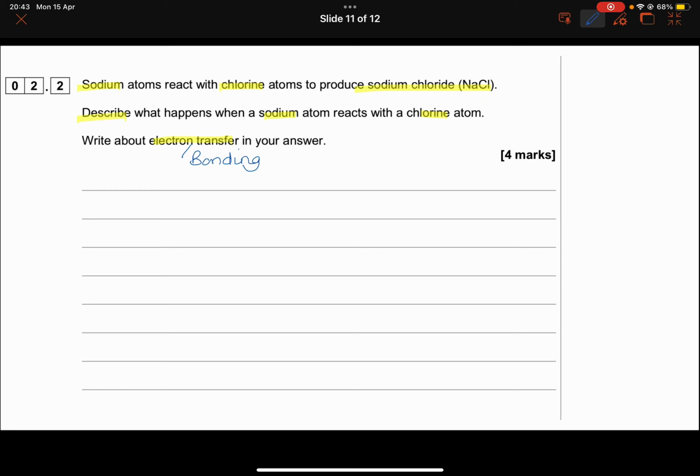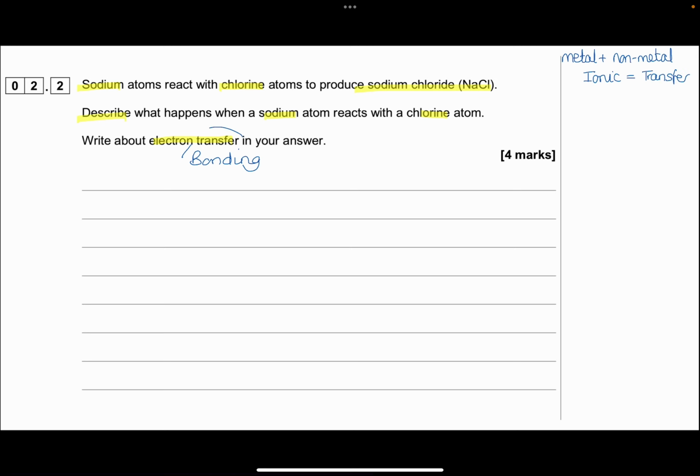Well, which type of bonding do we talk about? So there's the 3 types. When you've got a metal and a non-metal, then the type of bonding you're going to talk about is ionic. The key word for ionic is transfer of electrons. So there's a bit of a hint really in the question that it's asking you to talk about electron transfer. It's pretty much told you that it's ionic bonding that you should be talking about.